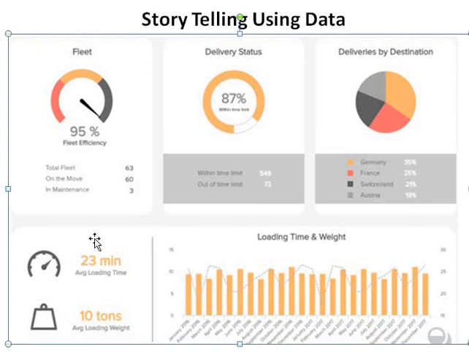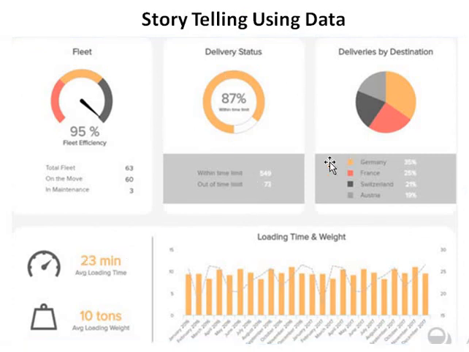Not only this, all this is what? It is a dashboard visualizing the data, telling the story. Delivery status, 87% has been delivered, right? Delivery status, one KPI they have taken. These are the KPIs: fleet efficiency, delivery status, delivery by destinations and all, right? France, Germany, Switzerland, right? How many deliveries they are making in different countries in Europe.